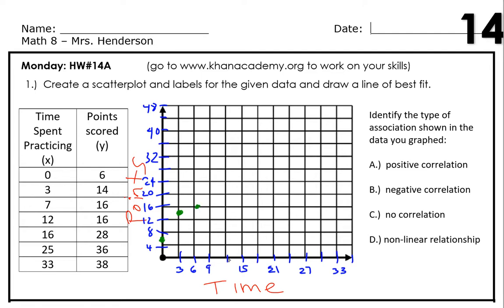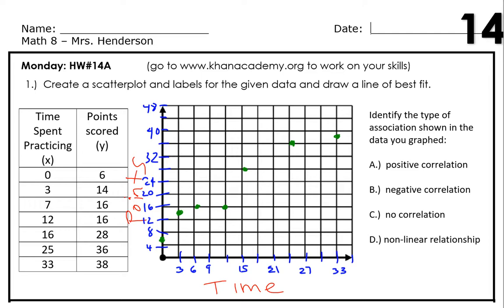And 12, is this one here, is also at 16, right on that line. And 16 with 28, that's here. And then 25, it's right past 24, 25 goes with 36 right here. And then 33 with 38. It's going to be right past 36, halfway up.